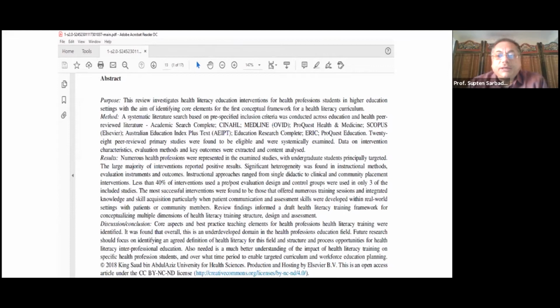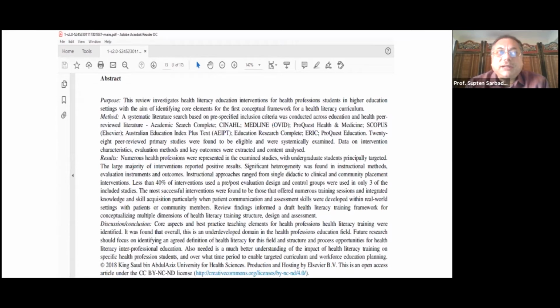lots of things are happening. And what is most important, that this is an underdeveloped domain. When we talk about health literacy, in fact, healthcare professionals or healthcare professional educators also need a much better understanding of the impact of health literacy training on specific students, and over what time. So when we talk about targeted curriculum, workforce education planning, health literacy is a component that needs to be taken in a big way.